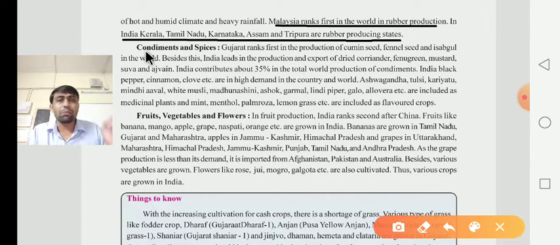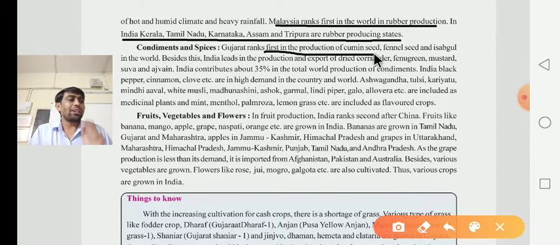ઔષધીય અને મસાલા પાક. Gujarat ranked first in the production of the cumin seed. What they have to say, dear children? They have to say that Gujarat ranked first in the production of the cumin seed. Cumin seed, it means jeeru. Fennel seeds. Fennel seed, it means variyali, and isabgul at the world level.